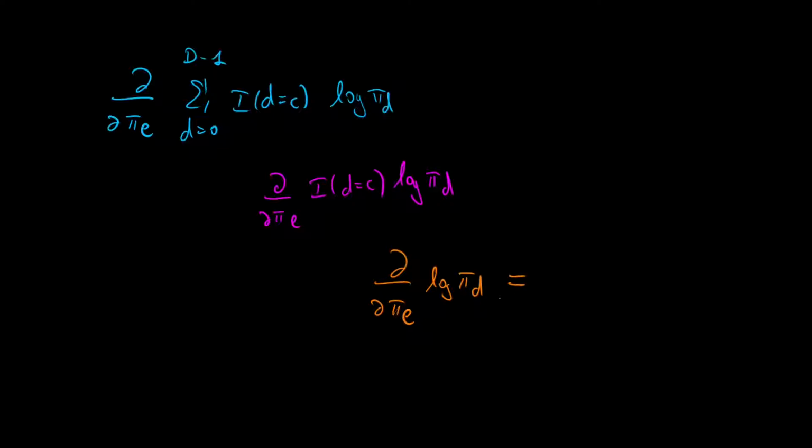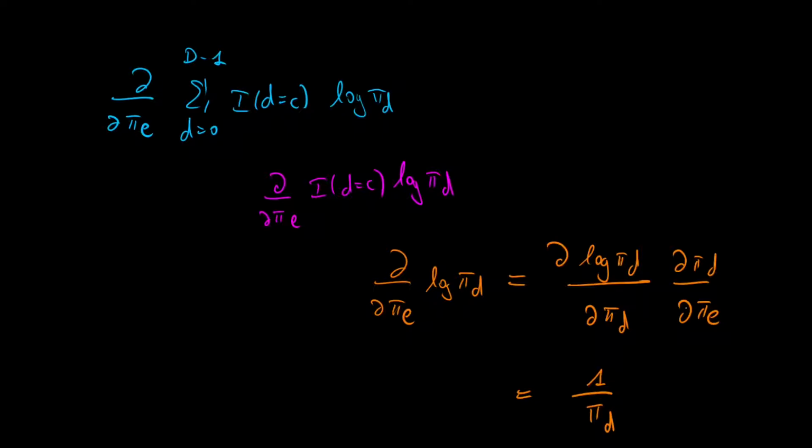The chain rule holds as follows: we first take the derivative of the logarithm of pi d with respect to pi d, and then we derive pi d with respect to pi e. These are derivations that we can easily perform. In this case, the derivative of a logarithm with respect to its argument is 1 over its argument, so 1 over pi d. And here we are getting the Kronecker delta, with the indices d and e.